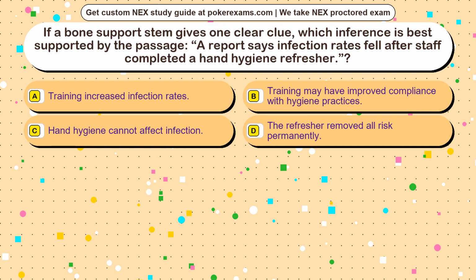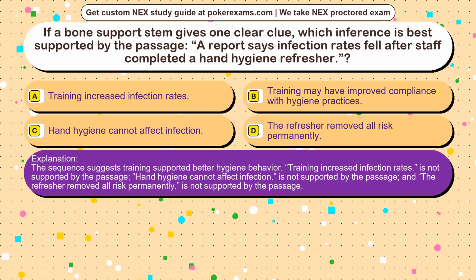The correct answer is option B. The sequence suggests training supported better hygiene behavior. Training increased infection rates is not supported by the passage. Hand hygiene cannot affect infection is not supported by the passage, and the refresher removed all risk permanently is not supported by the passage.